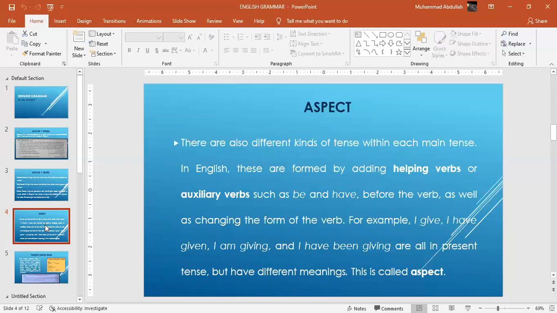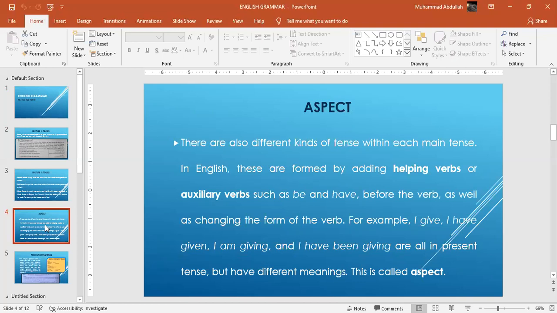In the same way, we have past simple, past progressive, past perfect, and past perfect progressive. Same is the case. These 4 aspects of tense are always found in the main category of the tense. So main categories are 3: present, past, and future, and aspects are 4, which I have just described. In English, these are formed by adding helping verbs or auxiliary verbs. This is one way of making aspects, such as be and have.